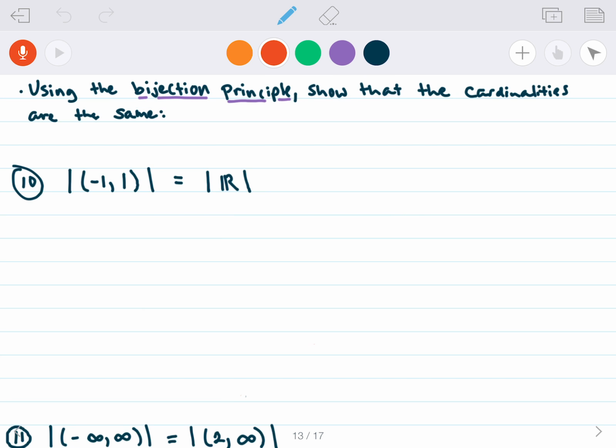Okay, so let's go ahead and look at this one. We want the domain and range to be -1, 1, and the reals. So if I draw a picture to get some intuition for what my function should be, I am going to let my domain be from -1 to 1. And I want everybody to get hit in this domain. So I want my y values to extend infinitely down below and infinitely up above. So maybe something like this.